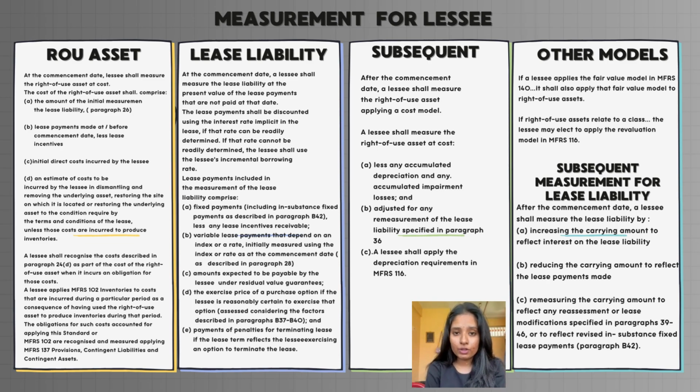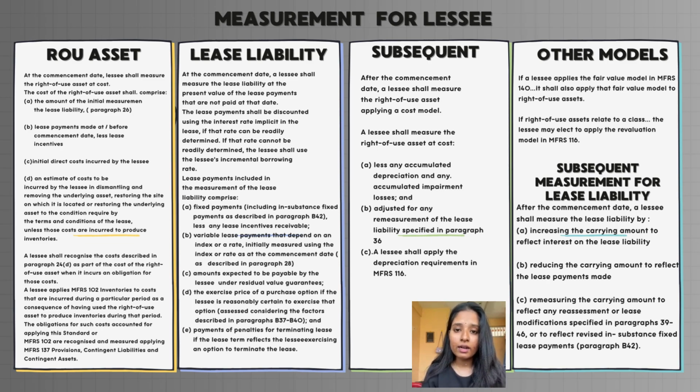Next, let's look at the measurement for lessee. ROU asset, the right of use asset. At the commencement date, the lessee measures the right of use asset, or ROU asset, at cost. The cost of the right of use asset includes first the amount of initial measurement of the lease liability. Second, lease payments made before or after the commencement date minus any lease incentive received. Third would be the initial direct cost incurred by the lessee, for example, legal fees. And finally, any estimated cost for dismantling or restoring the underlying asset or site as required by the lease term.